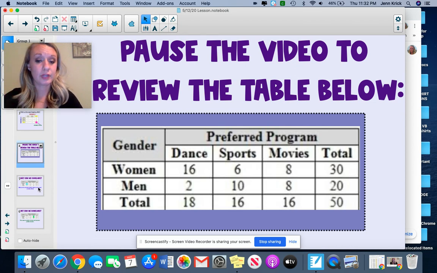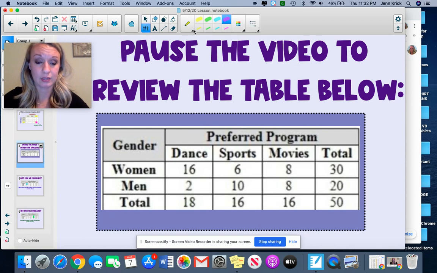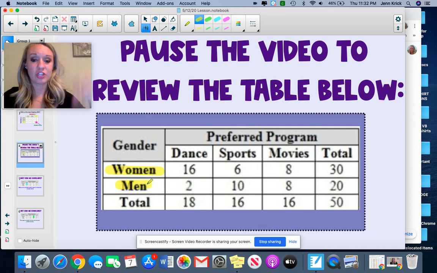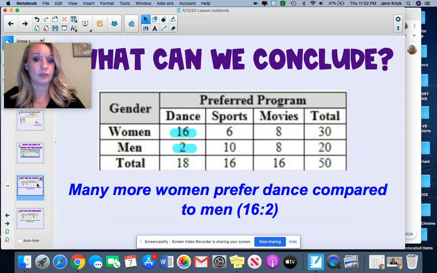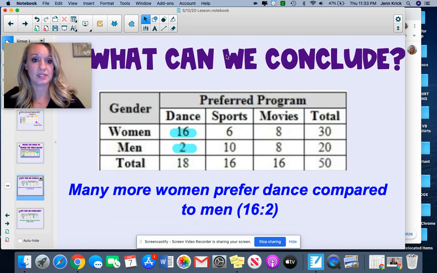All right, looking at this table, we know that we're interviewing men and women. Okay, that's what it tells us. We've got men and we've got women. And we're talking about their preferred program that they'd like to watch, whether that's dance, sports, or movies. Okay, we also know that we're going to be dealing with our totals here and our totals here. So, what can we conclude from this two-way frequency table?